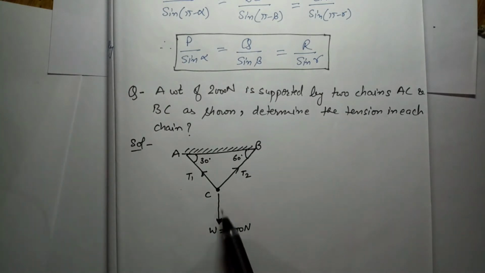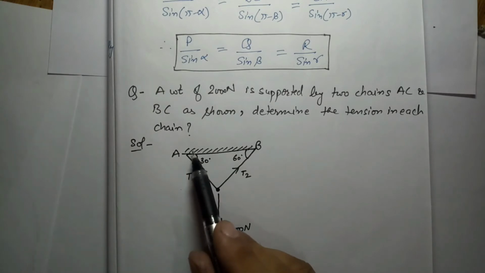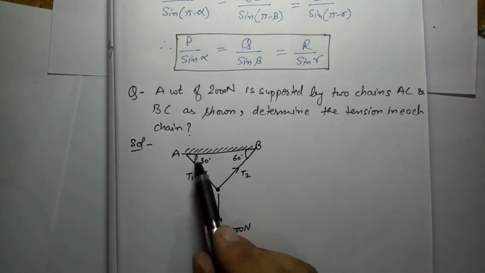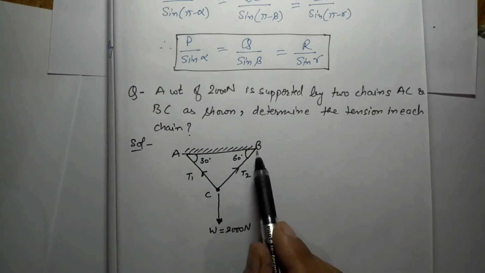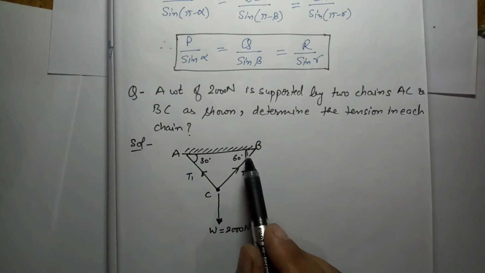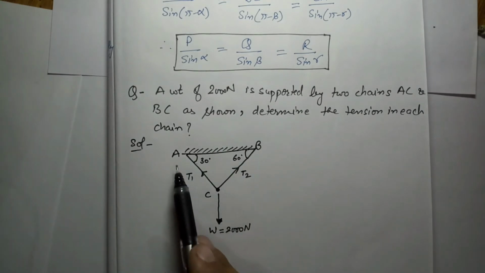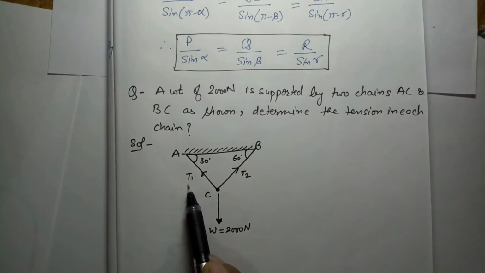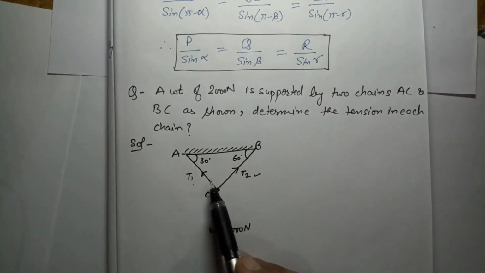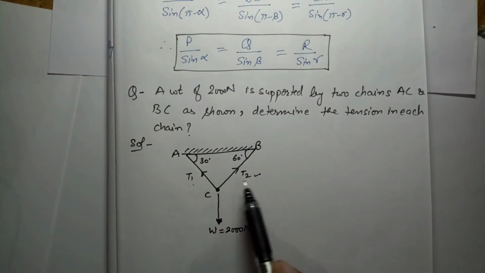The diagram shows the two chains AC and BC, and a weight of 2000 Newton is supported by these two chains. The angle between AC and the top is 30°. Similarly, the angle between the BC chain and the top, where the chains are hanged, is 60°. Now the AC chain will have a tension T1, and BC will have a tension T2. We have to find the value of these tensions T1 and T2.